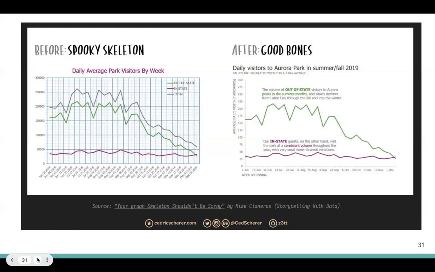So if you're only reading those two colors, and our eyes immediately tend to be drawn to colors, you see out-of-state peaks in summer months, in-state consistent volume. So these are many things that they did here, which just cleaned up the data and made it easier for your audience to comprehend what's going on.